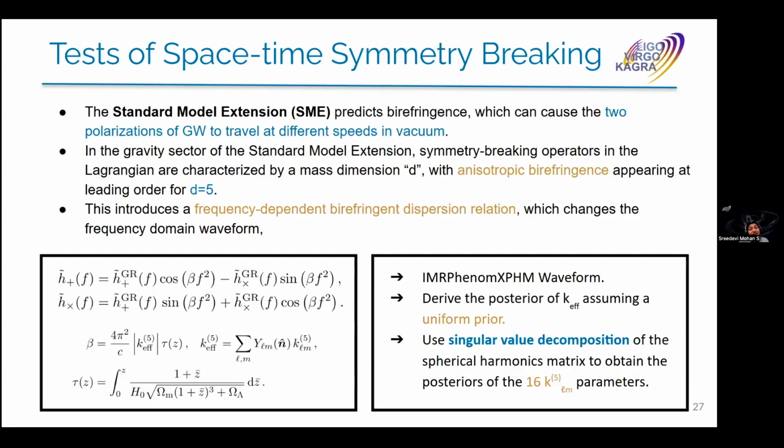Here the modified polarizations are written in terms of the GR polarization components, which are modified by a deviation parameter beta. So beta equal to 0 corresponds to GR. Beta is directly proportional to the parameter K effective, which can be written in terms of 16 KLM coefficients in the spherical harmonics. In this test, we are using the IMRPhenom XPHM waveform, similar to the MDR test. First we will derive the posteriors of K effective assuming a uniform prior. Then we will use the singular value decomposition of the spherical harmonic matrix to obtain the individual 16 KLM posteriors.